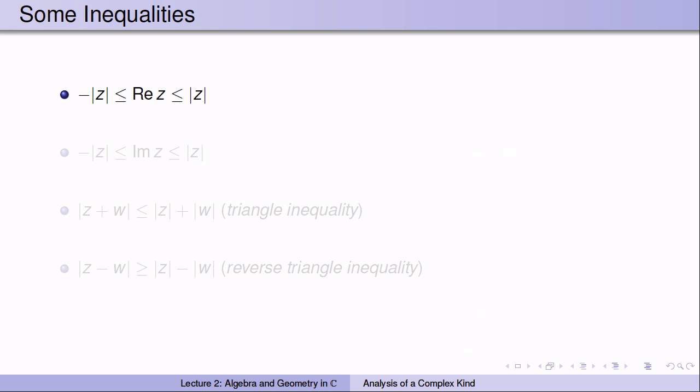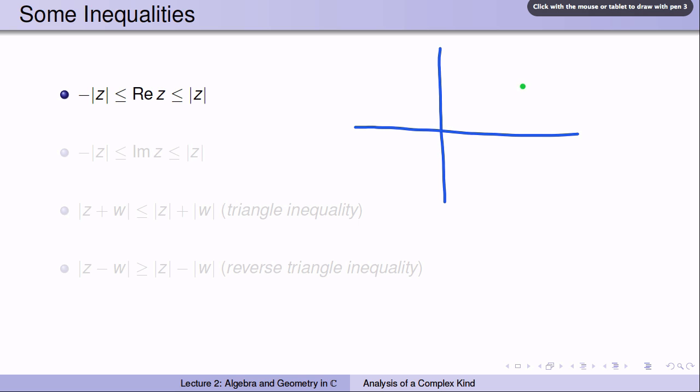Now we have some inequalities that are really helpful. One of them is pretty obvious by looking at a picture. Let me draw the complex plane right here. And there's a complex number z right there.